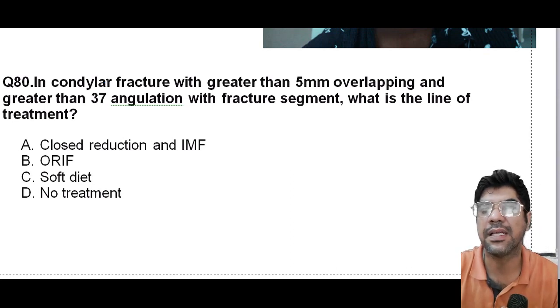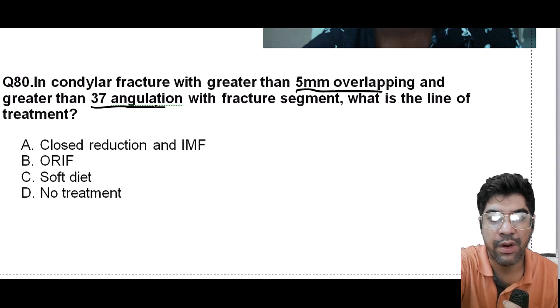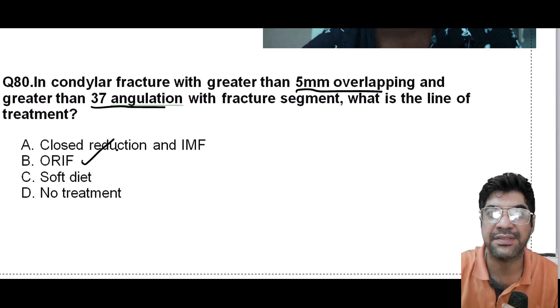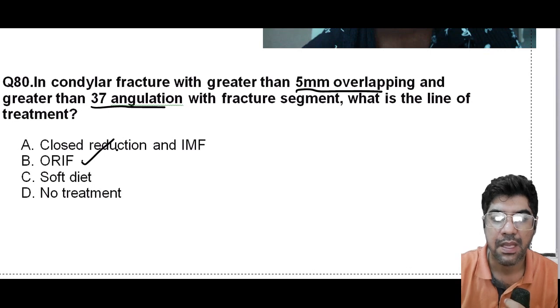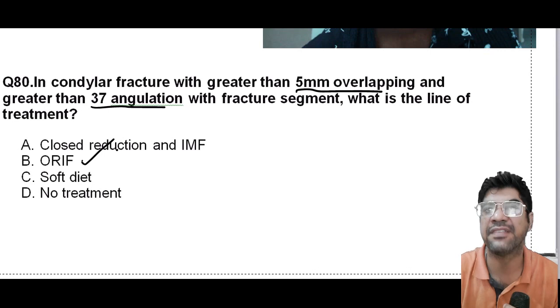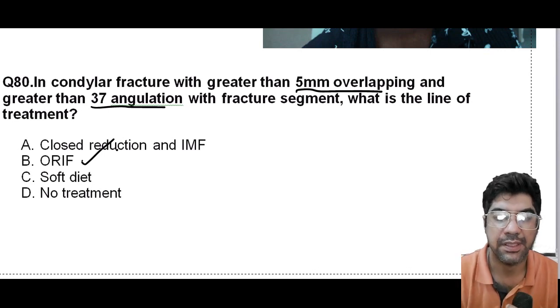In condylar fracture with greater than 5 mm overlapping and greater than 37 degree angulation of the fracture segment, what is the line of treatment? Well, according to Peter Ward Booth, second edition, in case of a condylar fracture with significant displacement, that is greater than 5 mm overlapping and angulation greater than 37 degrees of the fracture segment, open reduction and internal fixation is the choice.